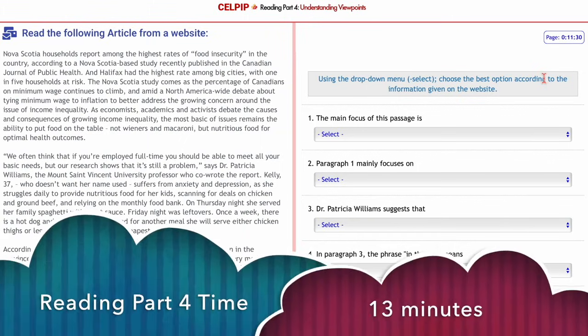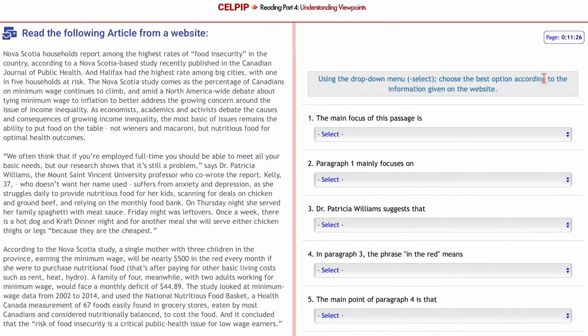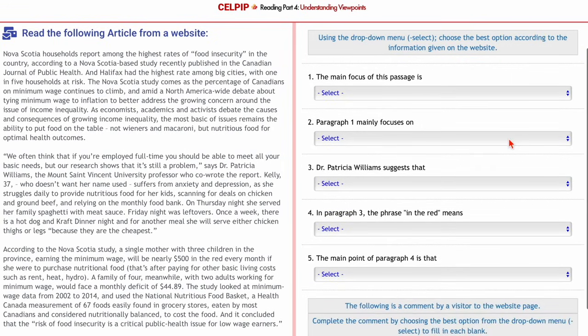And also, we have our time over here. We have 13 minutes to complete part 4, okay? Now, I'm just going to give you a few tips about how we can answer that in 13 minutes or what we can do to manage our time effectively. One thing to do is to always keep an idea of what the questions are like.